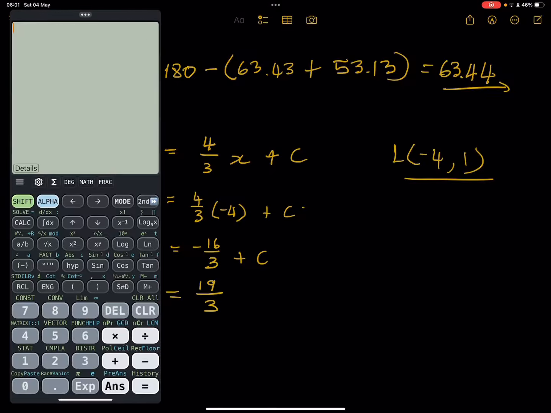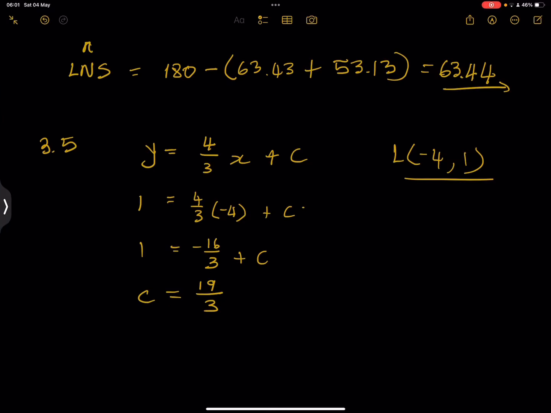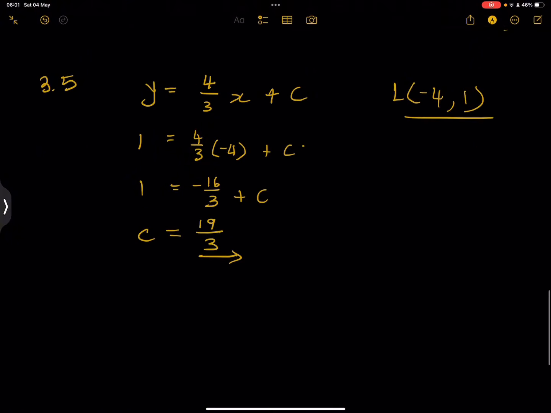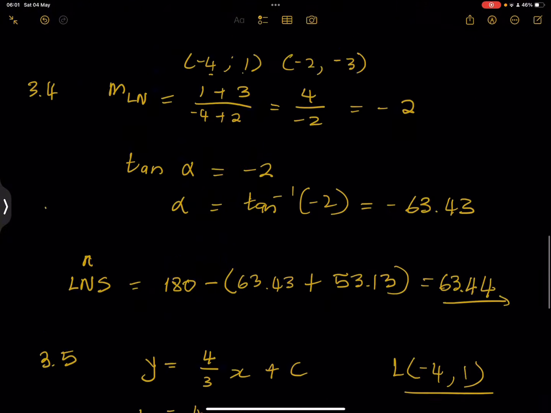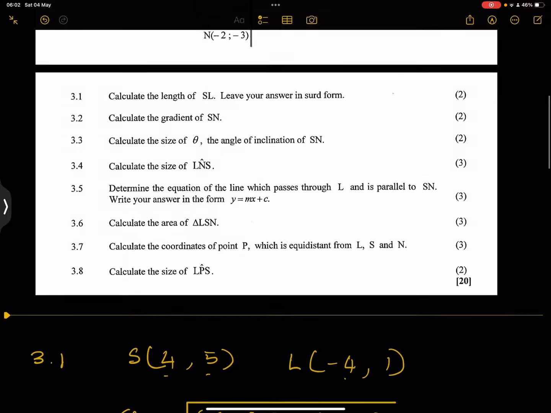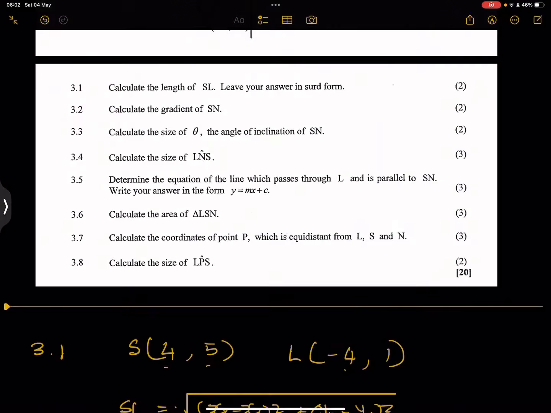We can verify it. So 1 plus 16/3, that definitely is 19/3. So the equation of that line would be y is equal to 4/3 x plus 19/3. And that's how we get to that line there.